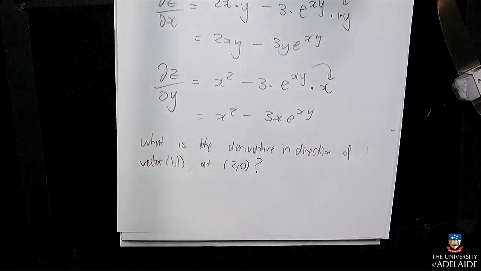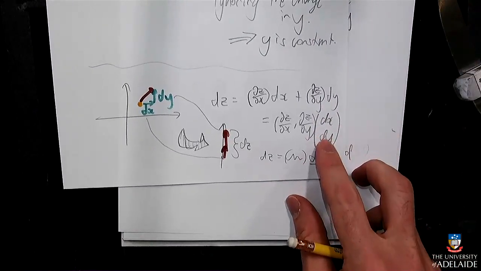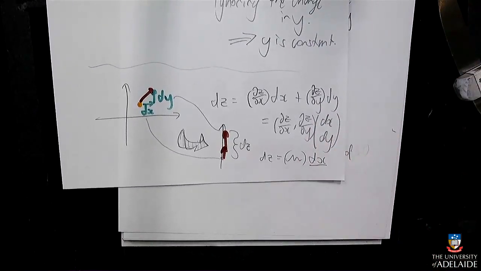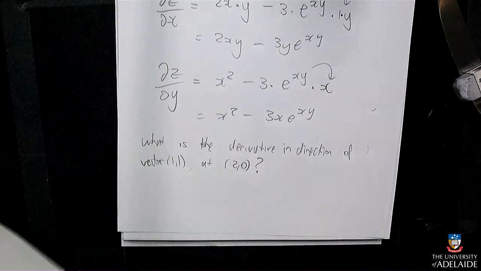Okay, I would need somehow to combine this dz on dx and dz on dy together. So what was my formula? Well, here it is here. The dx dy is moving in the direction of 1, 1. I need a unit vector in that direction, and then I can dot it with the dz on dx, dz on dy.